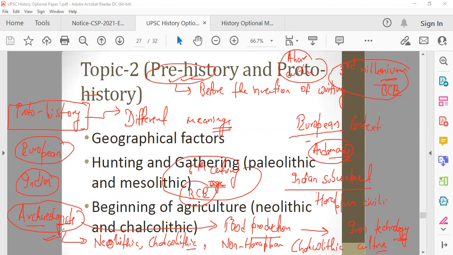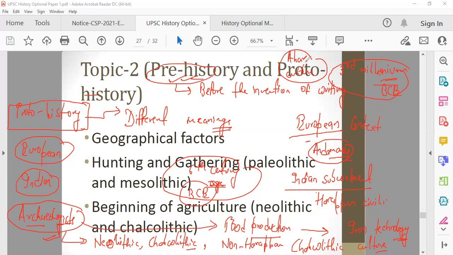Now most of the people will talk about proto-history from the European context. You have to talk about all the three contexts. What is proto-history according to European context? What is proto-history according to Indian context? And what is proto-history according to archaeological context or according to archaeologists?